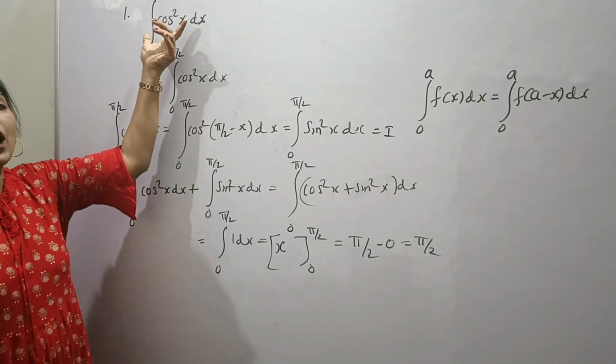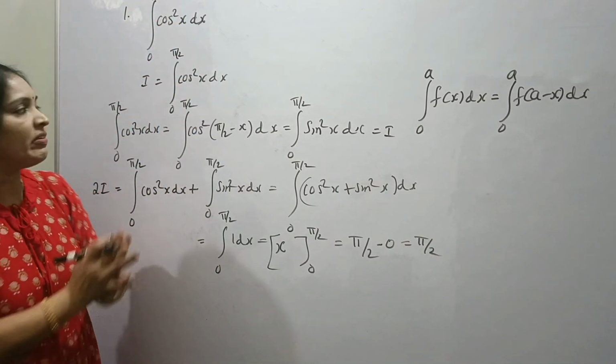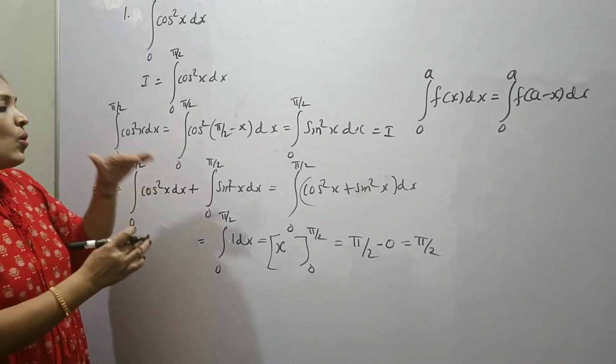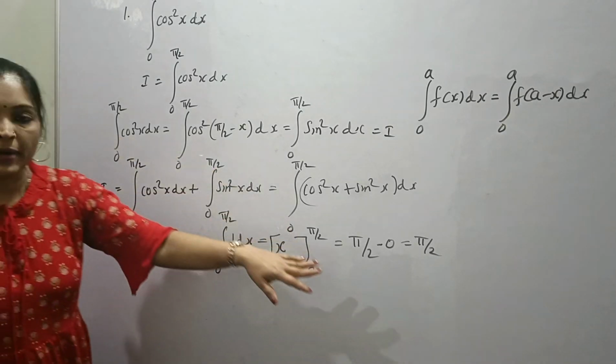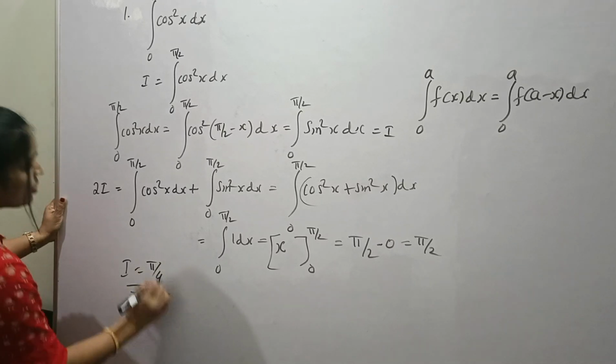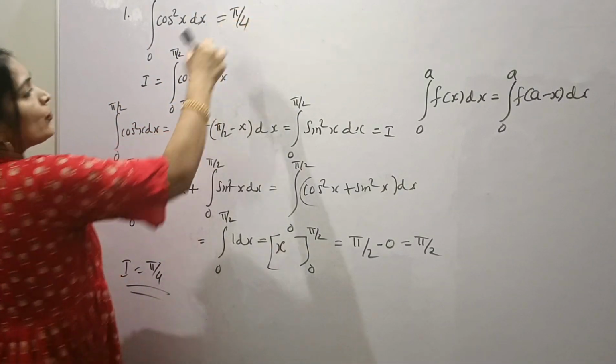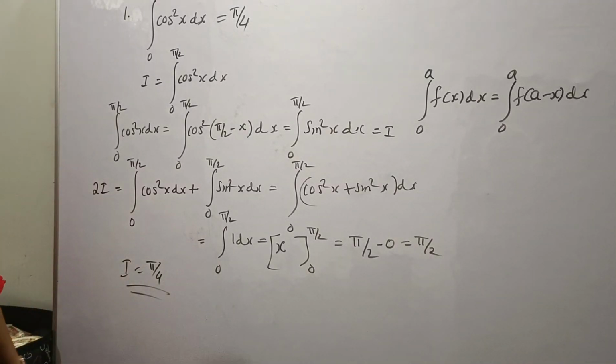Actually what we have to find? We have to find integral 0 to pi by 2 cos square x dx. That is nothing but I. We have taken it as I. So what is I? 2I is equal to pi by 2. Therefore I is equal to pi by 4. So the value of this integral is equal to pi by 4. That's all.